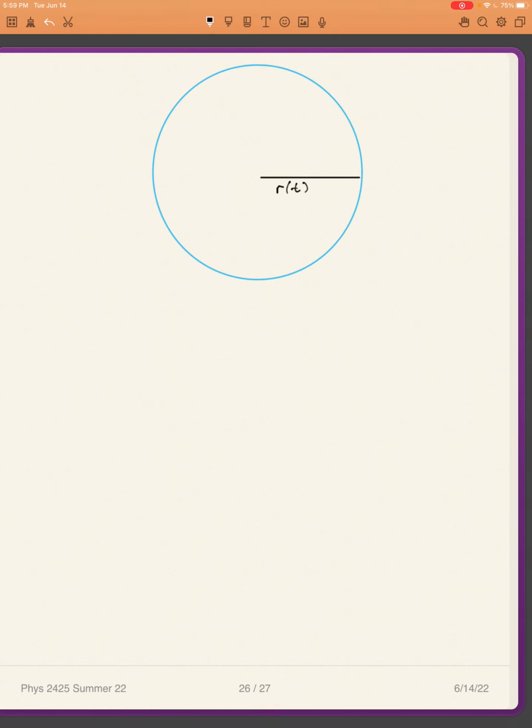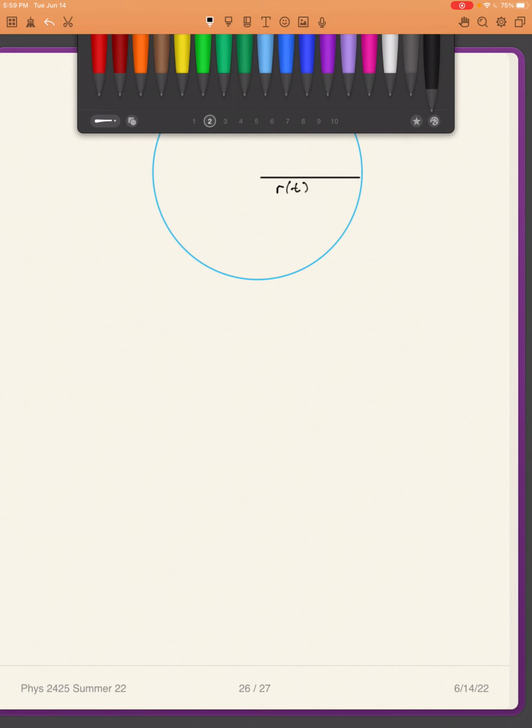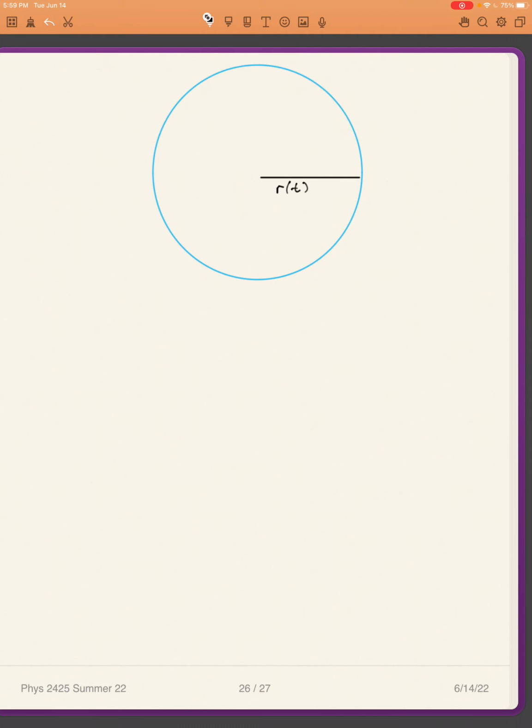Now, after some time has passed, that object has moved around that circular path and is at a new position that can be identified by a vector r2, which would be r of t plus some dt, some small change in time. And so this is the location 1. This is, you could say, position A and position B.